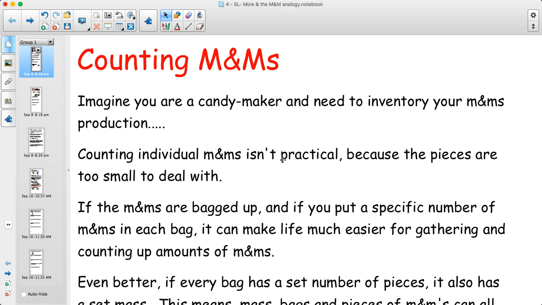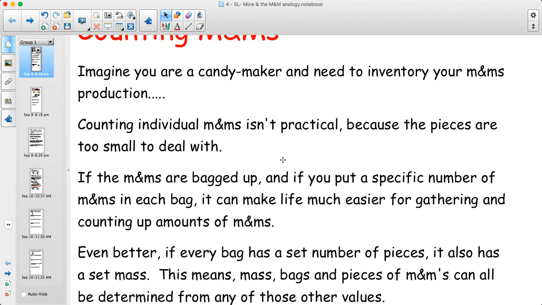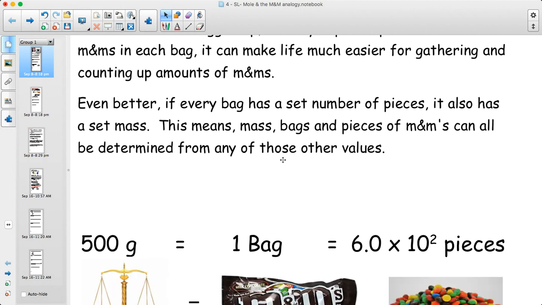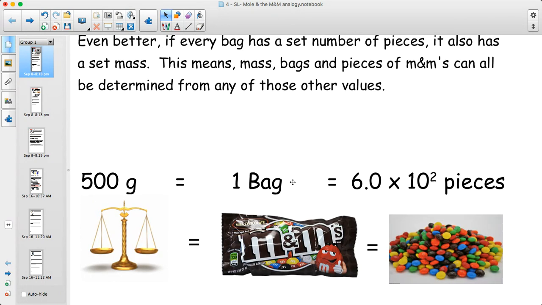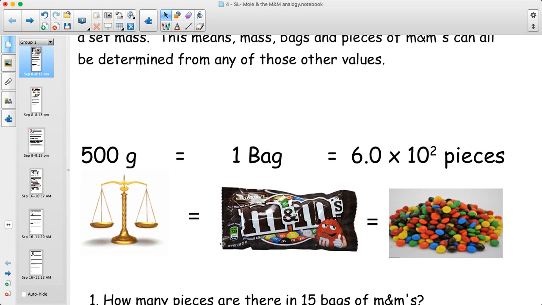So what do candy makers and candy stores use instead? They bag up M&Ms, and that way, assuming a bag is a set size, they can assume that a bag always holds a set number of pieces of M&Ms or whatever candy, but we'll use M&Ms for this example. And assuming the bag always holds the same number of pieces, then a bag has a particular mass. For now, we'll call it the bag mass.